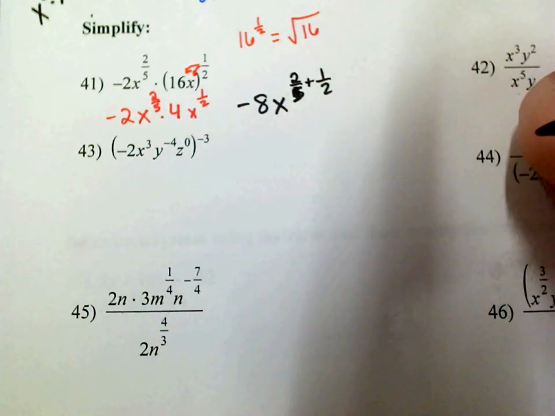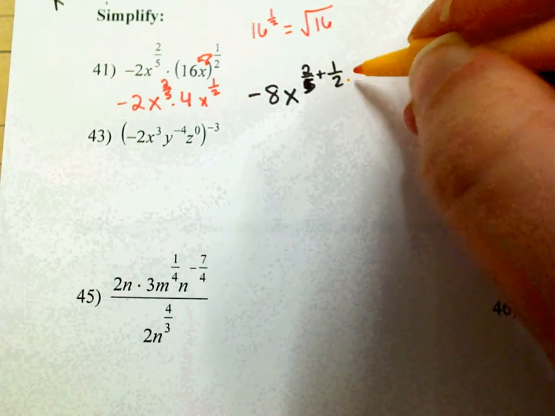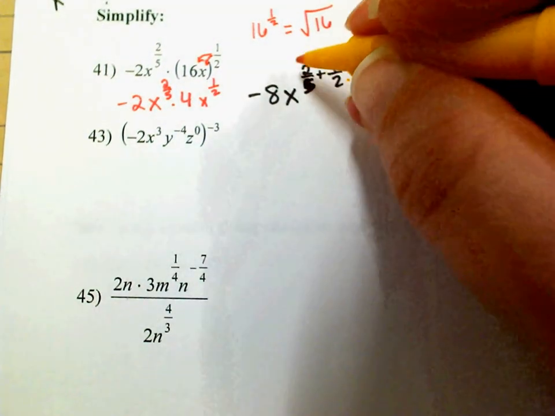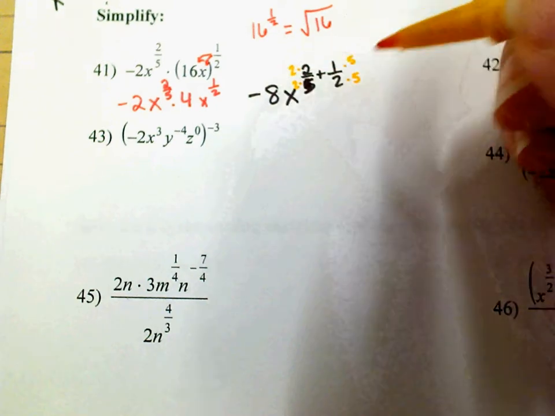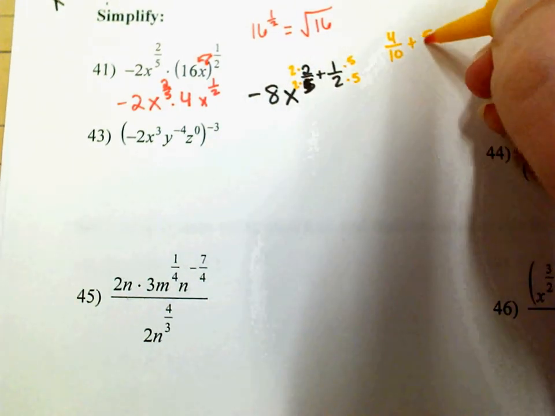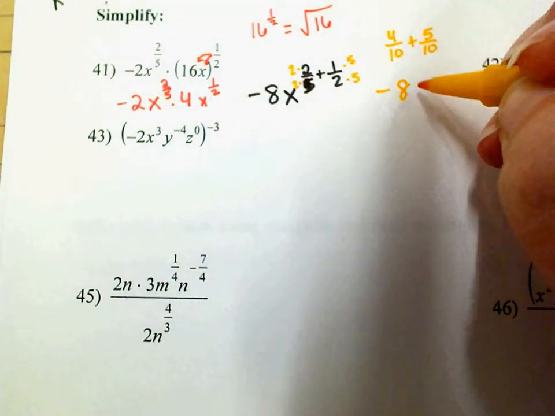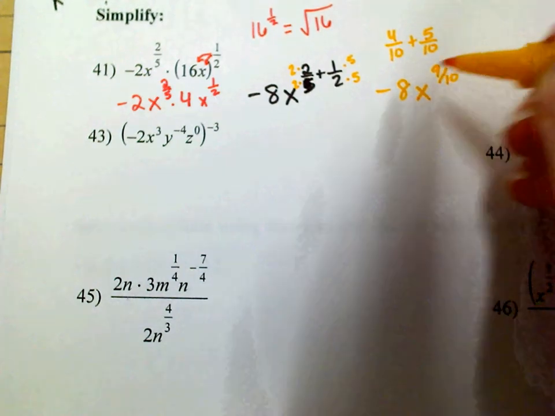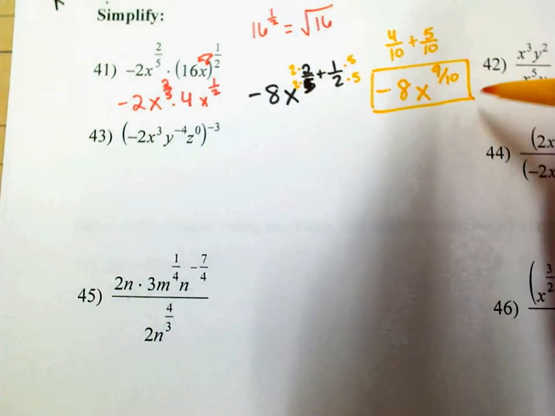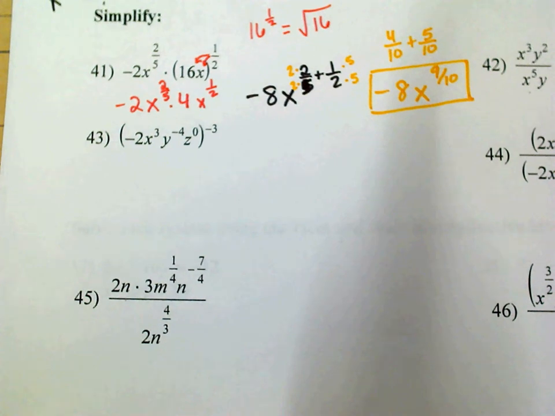And the only way I can add fractions is if they have a common denominator. What is common between 2 and 5? 10. So I multiply this one by 5 on top and bottom, and I multiply this one by 2 on top and bottom. So I get 4/10 plus 5/10, and that is 9/10. So my answer is negative 8x to the 9/10. Now, if you wanted to, you could write the 10th root of x to the 9th. You don't have to. That's fine with me to leave it right there.